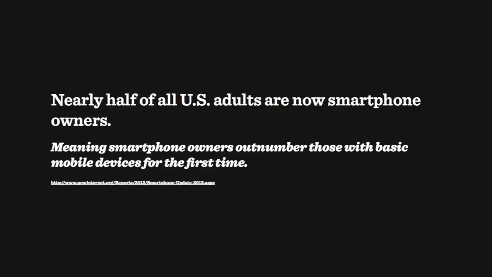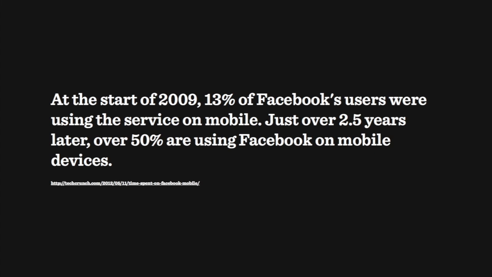Half of the adults in America today own a smartphone. This is the first point in history where smartphones are the dominant device versus a traditional, basic mobile phone. This is a little Facebook stat. 2.5 years ago, 13% of their traffic came from mobile. Fast forward now, 50% of their stuff is coming through mobile devices. The really interesting bit here is that Facebook's mobile web outpaces all of their other system level features, or what do you want to call it? iOS, Android, all the native clients.